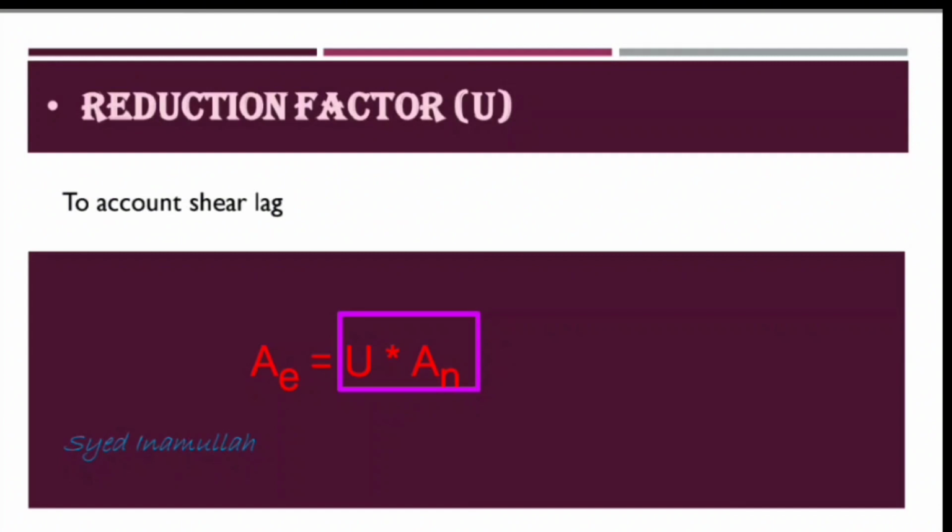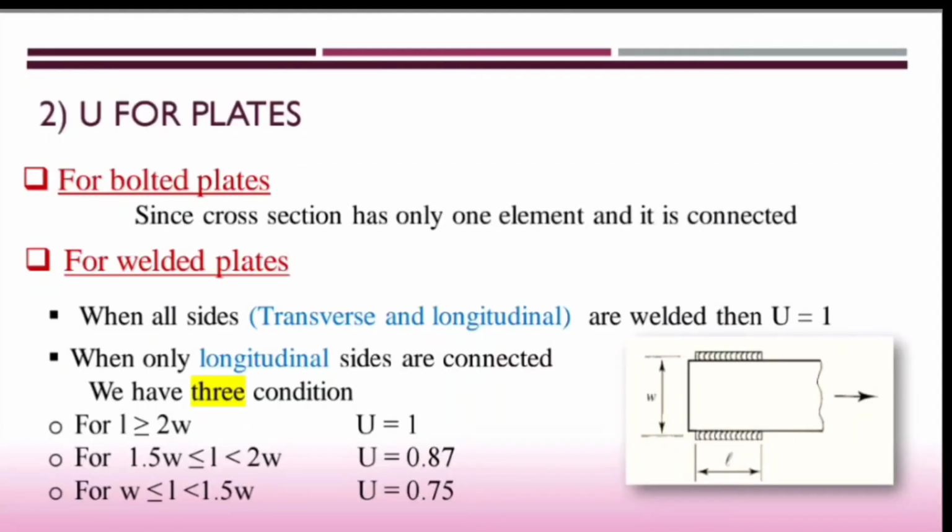So for the reduction factor, we had 5 categories. In this lecture we will be discussing the remaining 4 categories for finding the reduction factor. The second category is for plates. There are 2 types of plate connection. Number 1 is bolted plates.